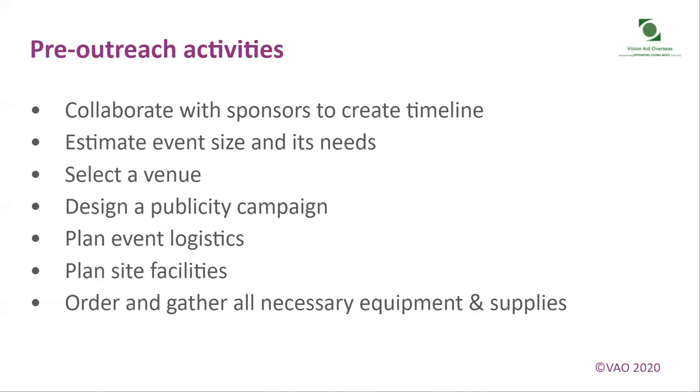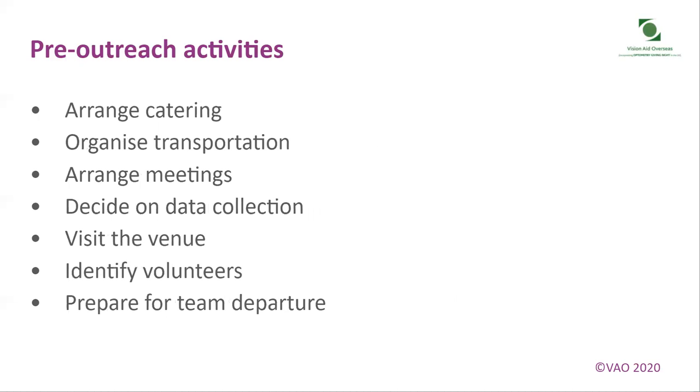Select an outreach venue, for example, a community building such as a school. Design a publicity campaign. Plan event logistics. Plan site facilities. And order and gather all necessary equipment, supplies, and medications in advance, including administrative forms. Also arrange catering for personnel with the sponsor. Organise transportation of equipment and personnel.